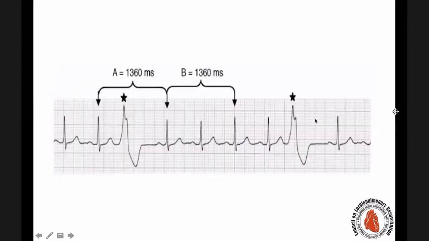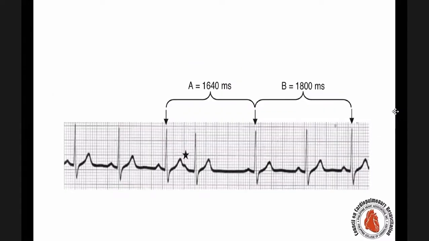All right. So if you look at this, a PVC, parehas sila sa tatlong normal beat, 1,360 milliseconds, kasi hindi naapektuhan yung firing rate of the SA node. The SA node did not change its firing rate. Okay? How about in a PAC? So 1,640 milliseconds, tapos nag-iba na siya on the next beat. Parang 1,800 siya because there is resetting of the firing rate of the SA node. I hope that is clear.